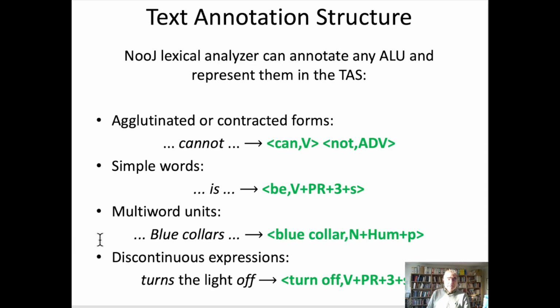If NooJ recognizes a multi-word unit, for example blue colors, it will annotate it by adding an annotation such as blue color, comma, noun, human, plural. And if NooJ recognizes a discontinuous expression, for example in the text turns the light off, it will annotate it as turn off, verb, present, third person singular.